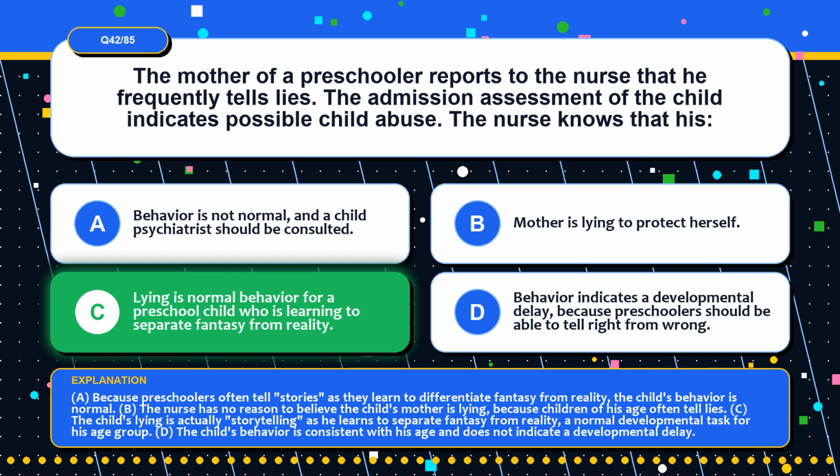for his age group. D. The child's behavior is consistent with his age and does not indicate a developmental delay.